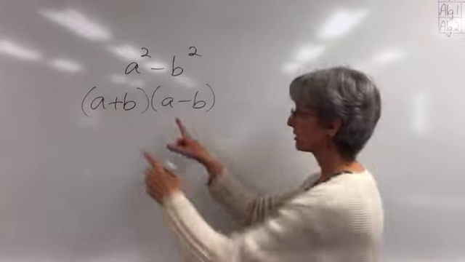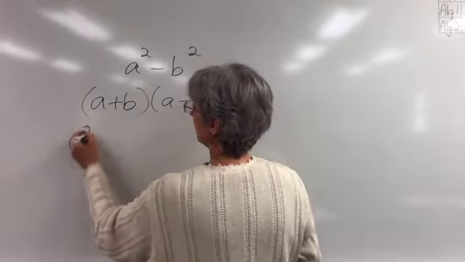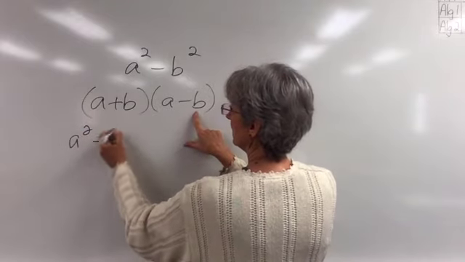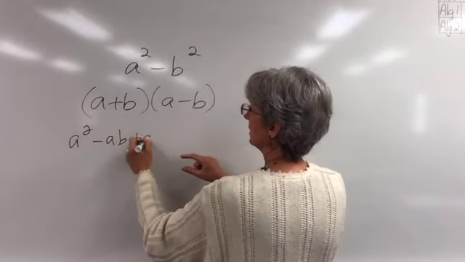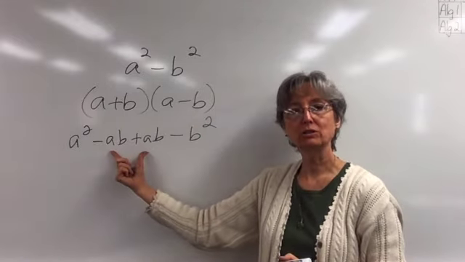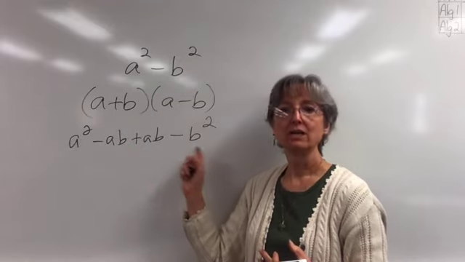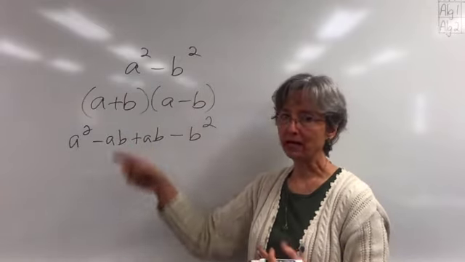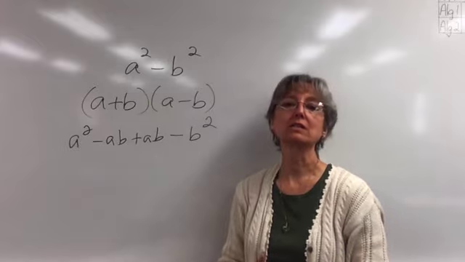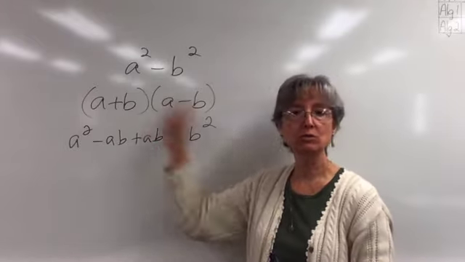And here's why it works. So if I FOIL this, this is a squared, this is minus ab, this is plus ab, this is minus b squared. Notice how these two middle terms drop out and you're left with a squared minus b squared. So if you recognize this pattern, memorize it, you will see this a lot. Difference of two squares, and you'd use this pattern.